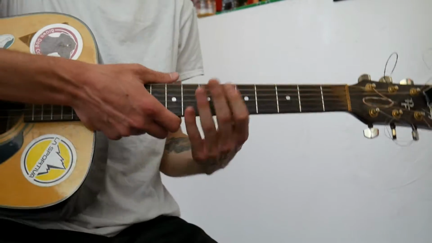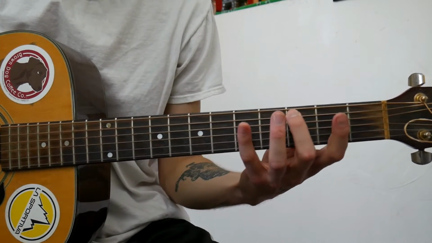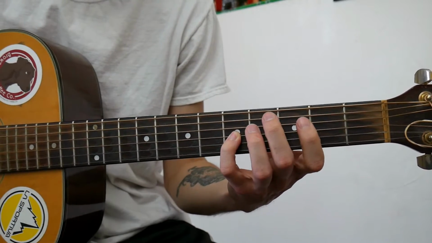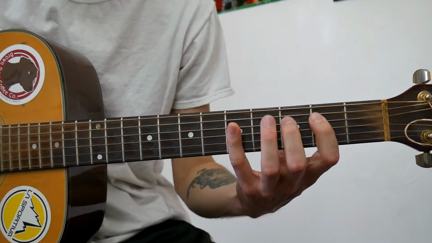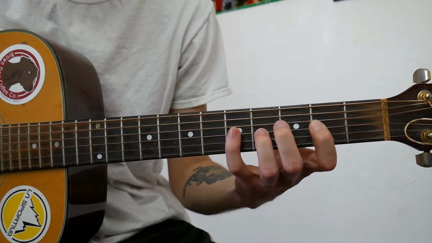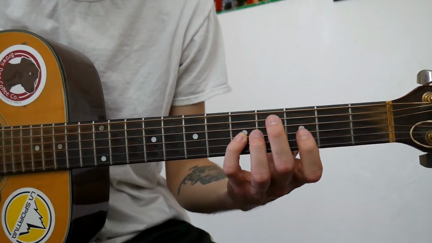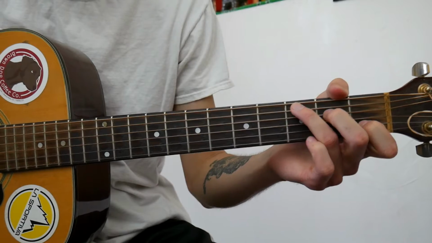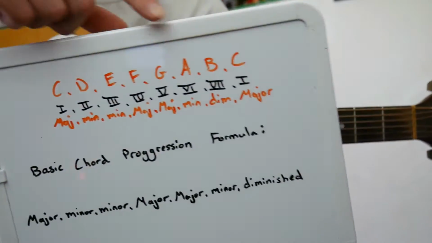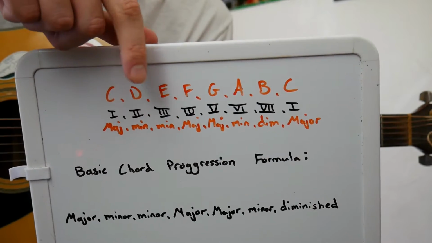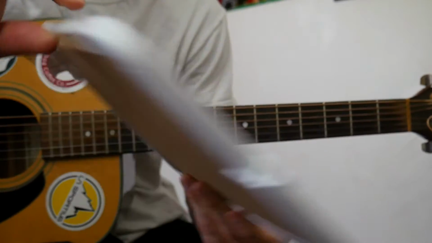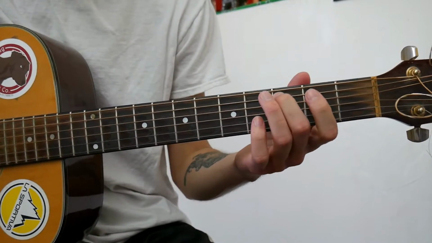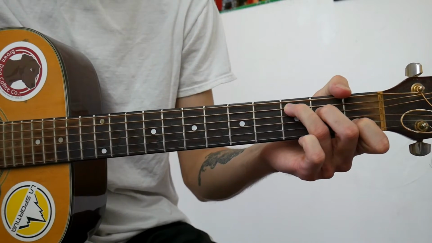Alright, so we've got that C major scale. Okay, so we have C, D, E, F, G, A, B, C. So now we're going to think in terms of chords. I'd highly recommend writing this down, writing the numbers underneath, writing major, minor, minor, major, major, minor, diminished underneath, and take a look at it. Highly recommend. Alright, so starting off we have a C, and it's going to be a C major.